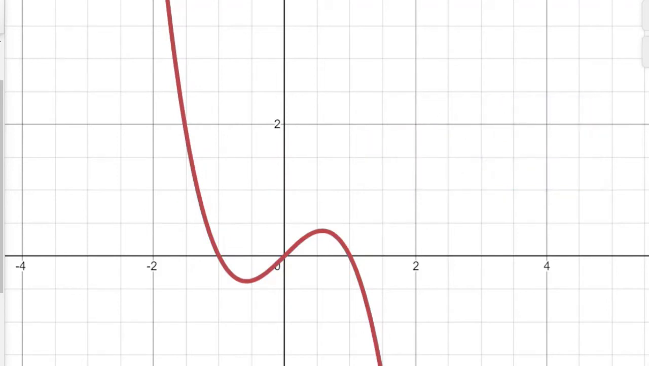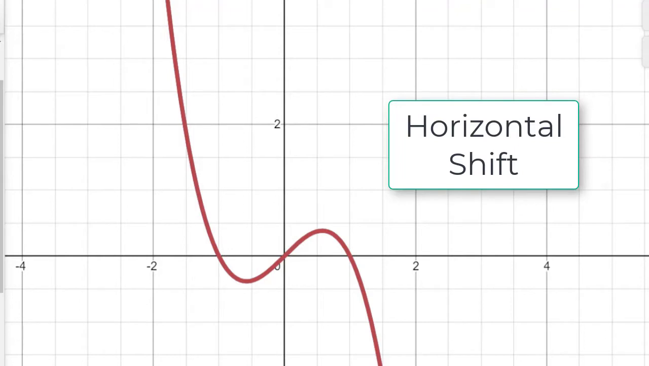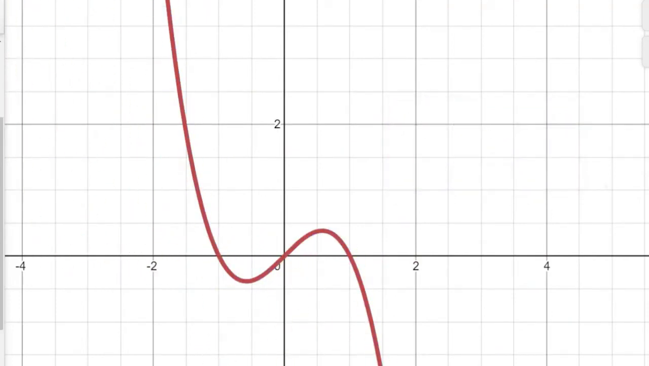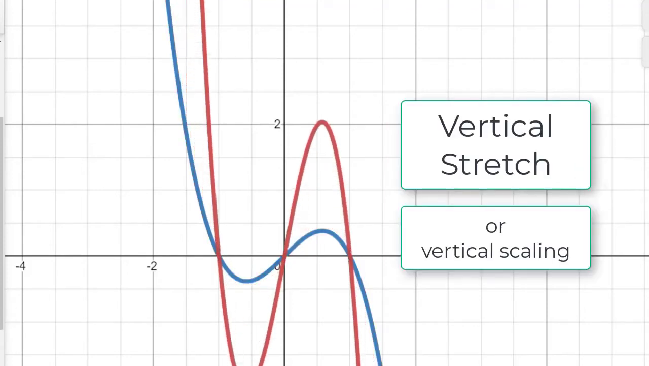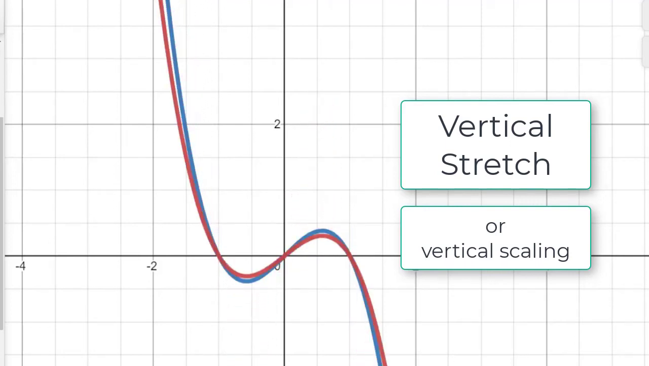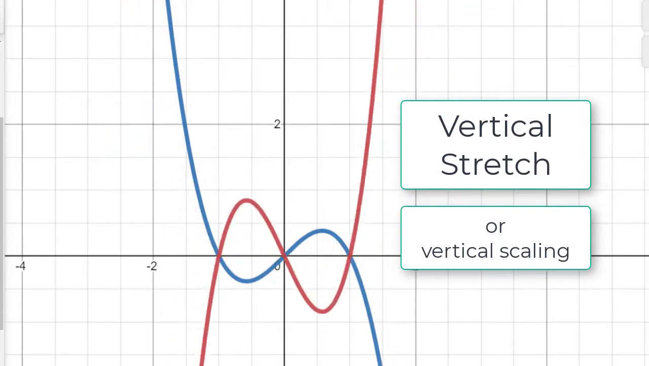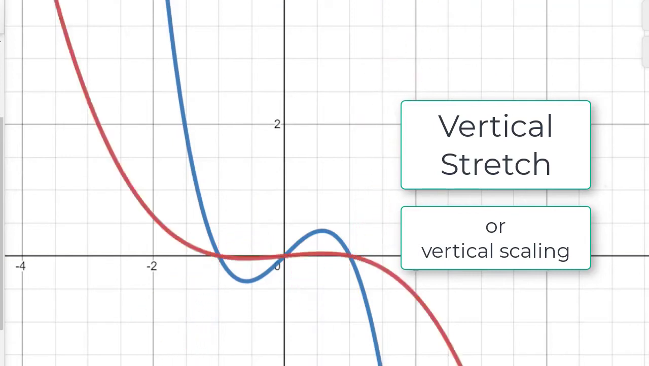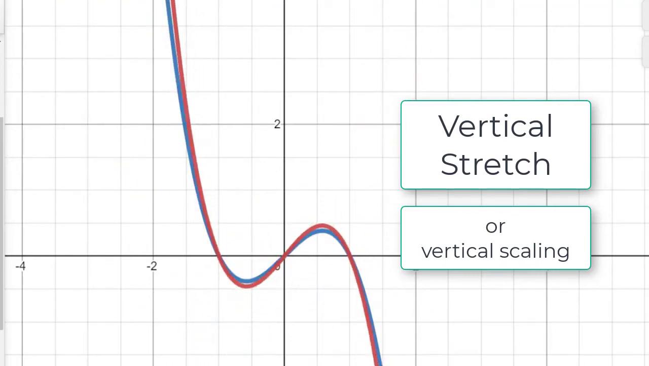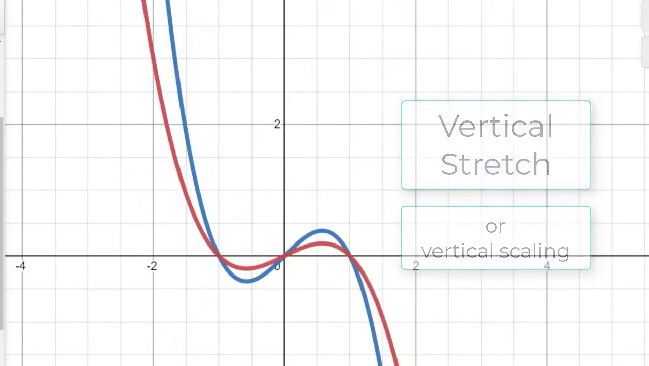The second type of transformation we'll talk about is the horizontal shift. The horizontal shift will result in shifting the graph of the function left or right. The third type of transformation that we'll talk about is called the vertical stretch. You can see I can stretch this graph vertically. Or if I stretch it by a factor less than 1, it actually gets squished. And if I go very far, it actually gets inverted. So this is the vertical stretch or vertical scaling of a function.